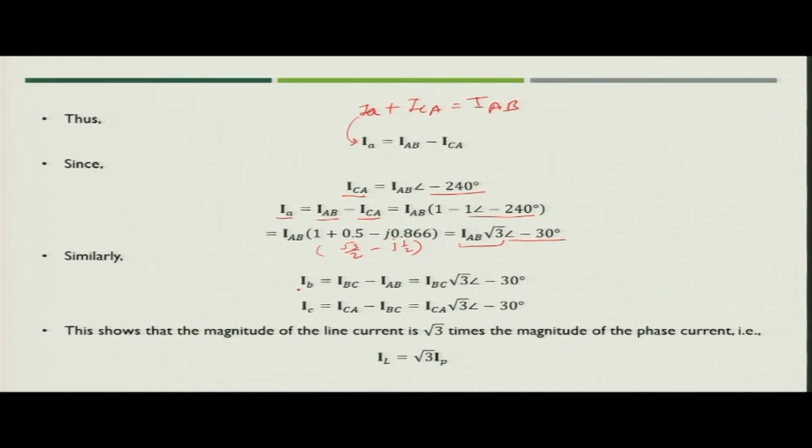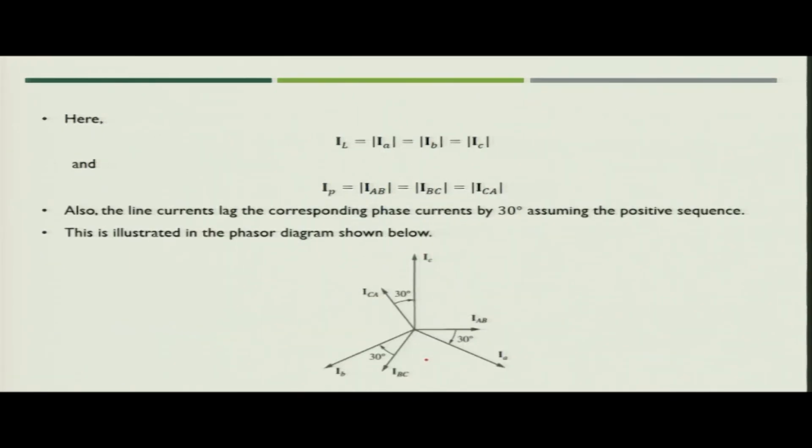Now, similarly for IB, you can calculate the value, that will become IBC root 3 angle minus 30 degree. IC will become ICA root 3 angle minus 30 degree. So, from the line currents you can simply say that the magnitude of the line current is root 3 times the magnitude of the phase current in delta connected load. So, for the delta connection, the line current will be equal to root 3 times of the phase current.